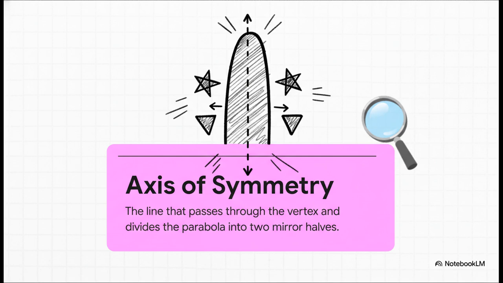Slicing right through that vertex is the axis of symmetry. Think of it like a perfect mirror. It's a line that splits the parabola into two identical mirrored halves. Everything on one side is a perfect reflection of everything on the other.